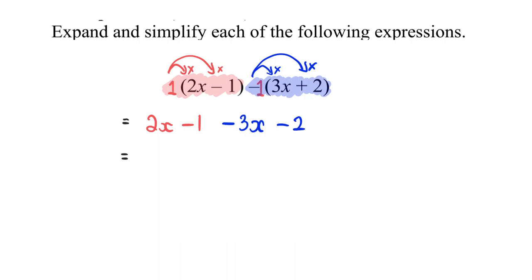And we shall continue to simplify the like terms. The like terms for variable x will be 2 minus 3, negative 1x, and negative 1 minus 2, negative 3. And we have come to the end of this part of the problem.